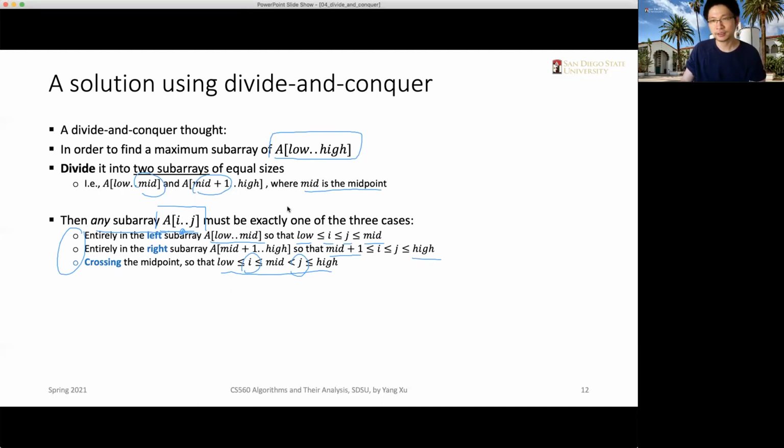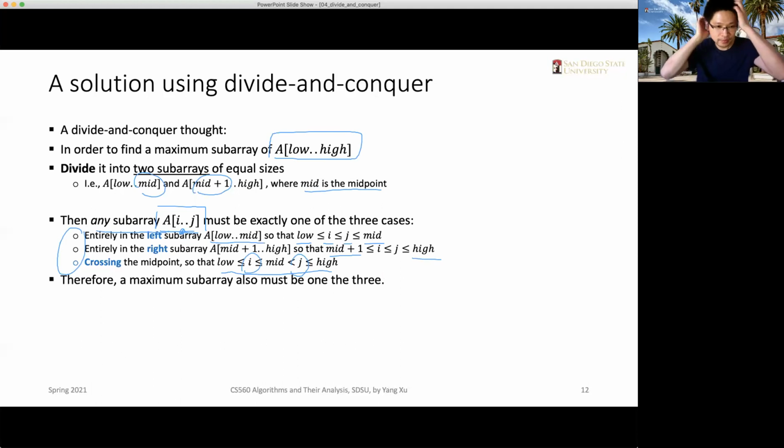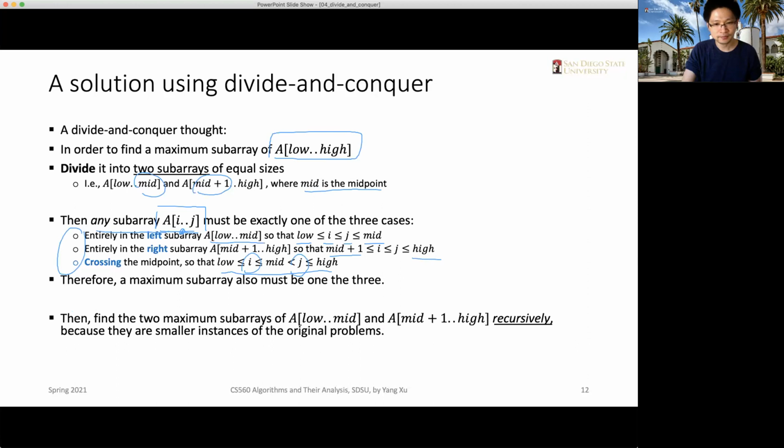All right, so how does this help us? Because we are listing all the 3 cases here, it means that the maximum subarray that we want to find must be one of the 3 cases. It must be within these 3 cases. All right, now let's consider the first 2 cases.